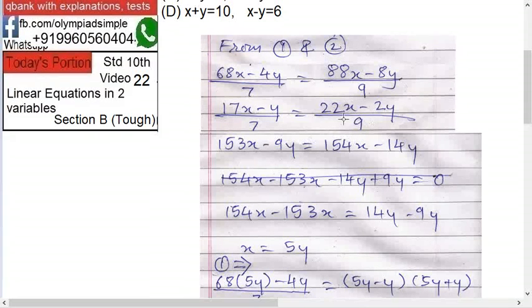Now solve this. Cross multiply this. So 153x - 9y = 154x - 14y. Again, take x on one side and y on the other side. So it becomes 154x - 153x = 14y - 9y. Therefore x = 5y. Now we got one relation, x = 5y.